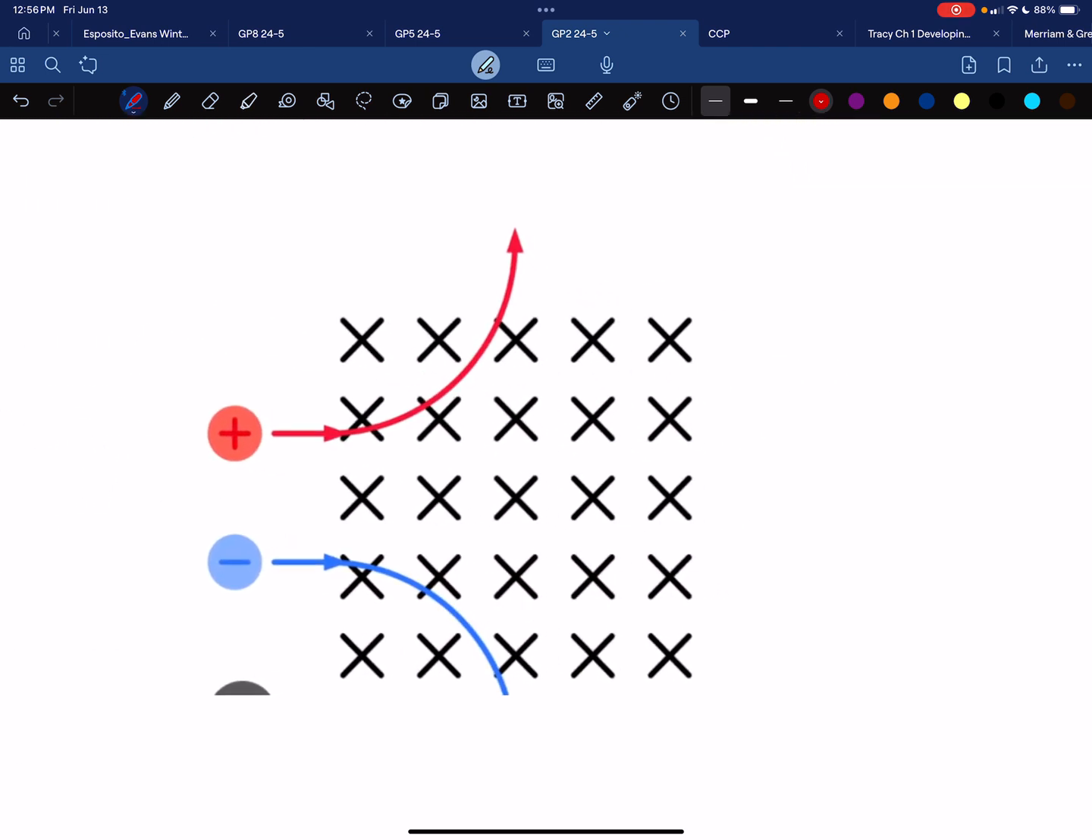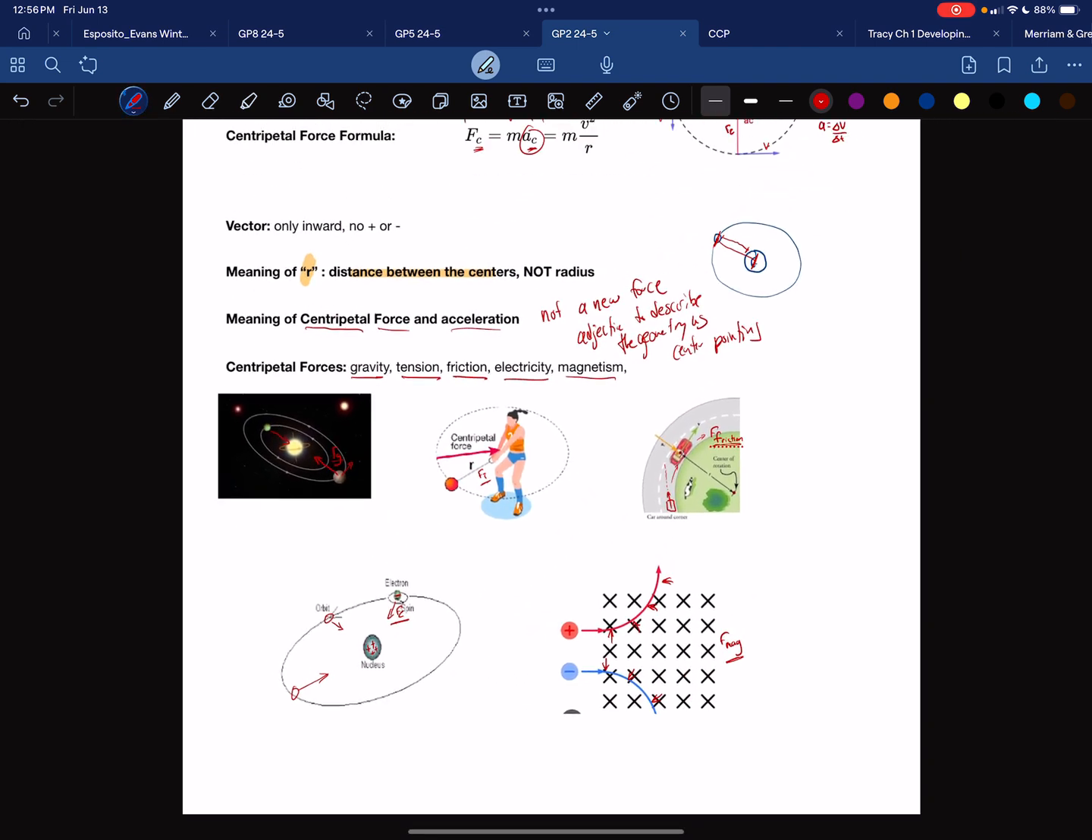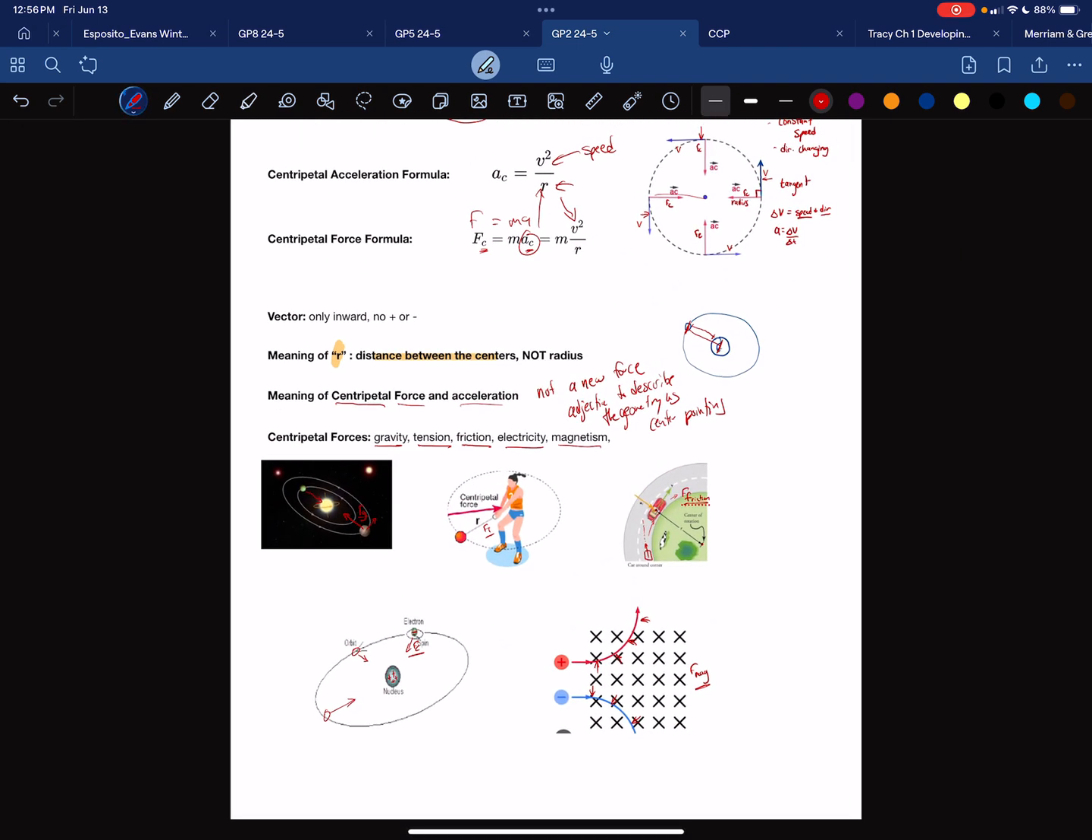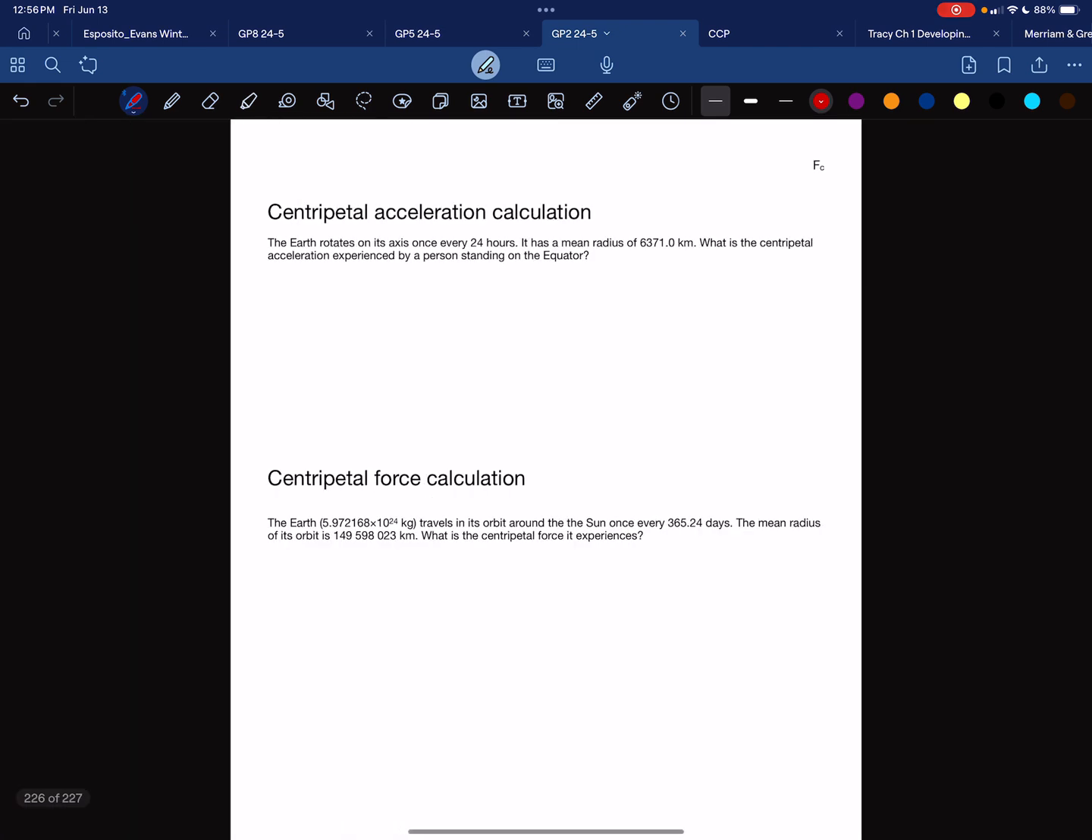We can have a magnetic field here, and this diagram shows a magnetic field. The short of it is the magnetic force is acting this way to bend that positive charge, and this way to bend that negative charge. So in this case, the centripetal or center pointing force is the magnetic force. So centripetal force is not a new force, it's just something that describes one of these other forces that's causing something to travel in a circular path.